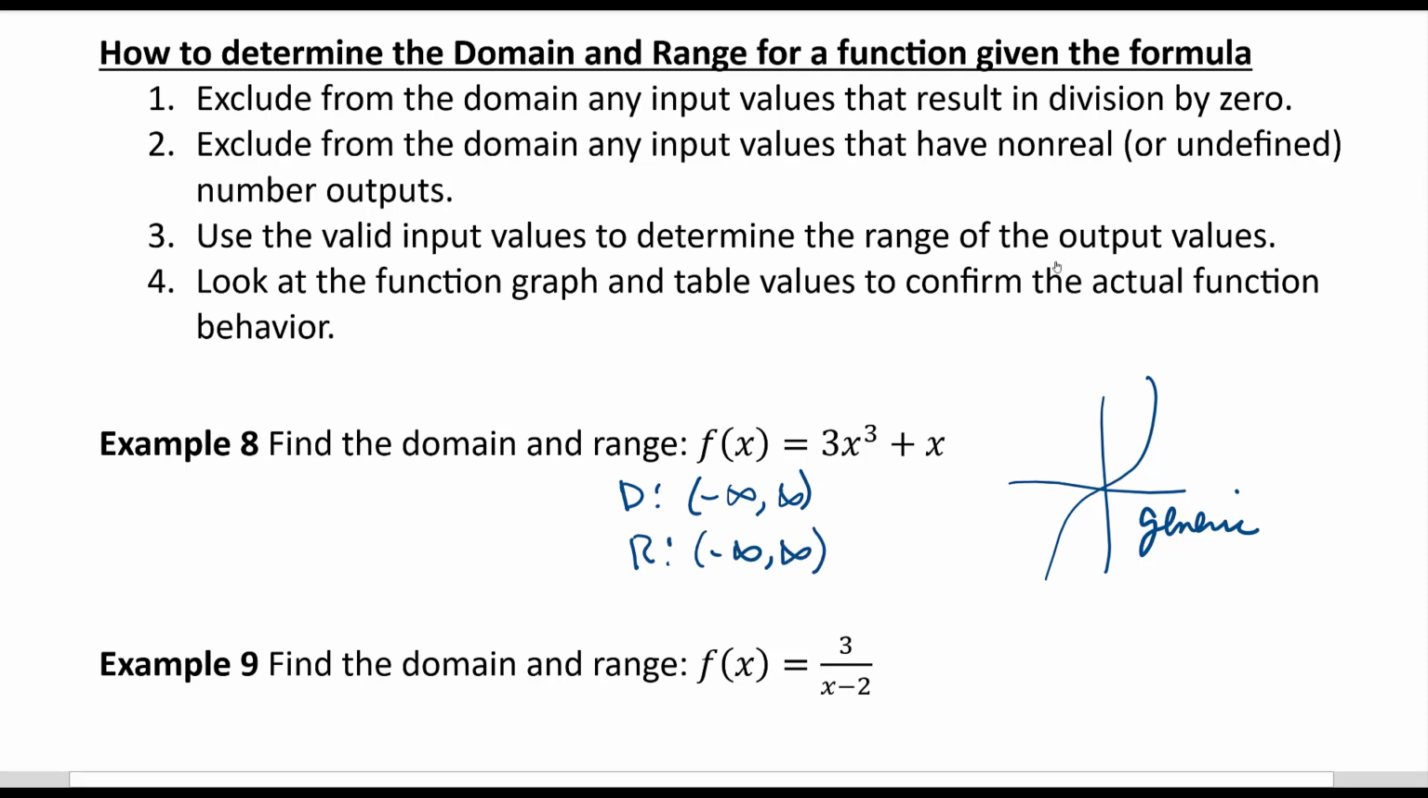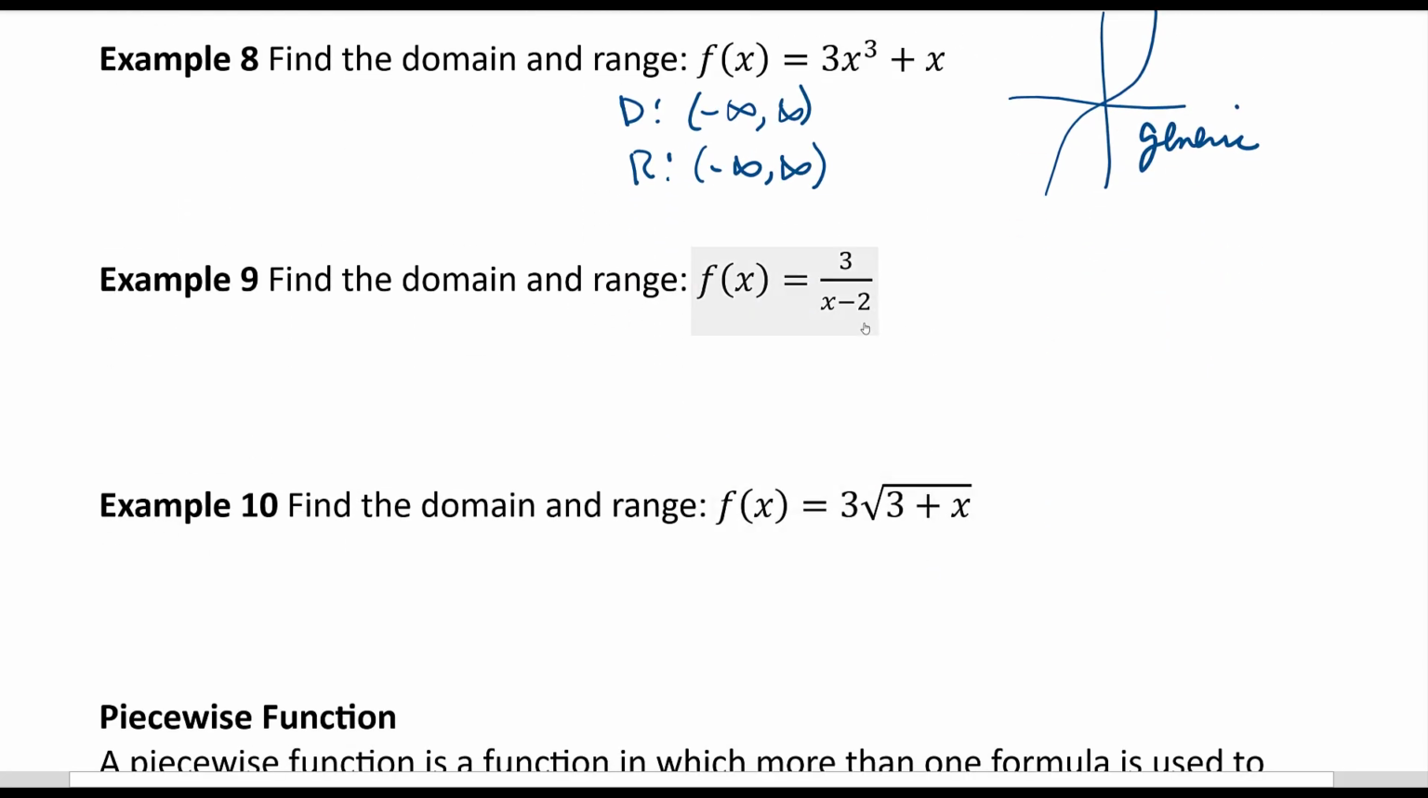Now for this next one, we have this x minus 2 in the denominator, so we can't have a 0. So x minus 2 equals 0 when x equals 2. So we have to exclude this. For the rest, everything else will work. So our domain is going to be negative infinity up to 2, parenthesis, union 2 to infinity.